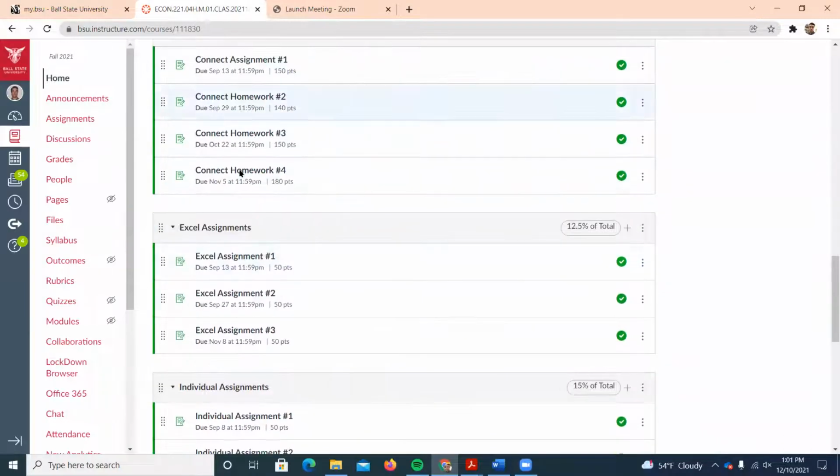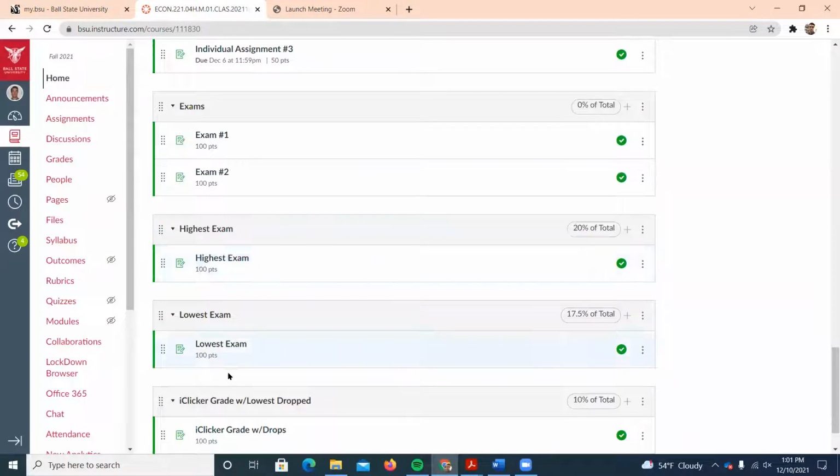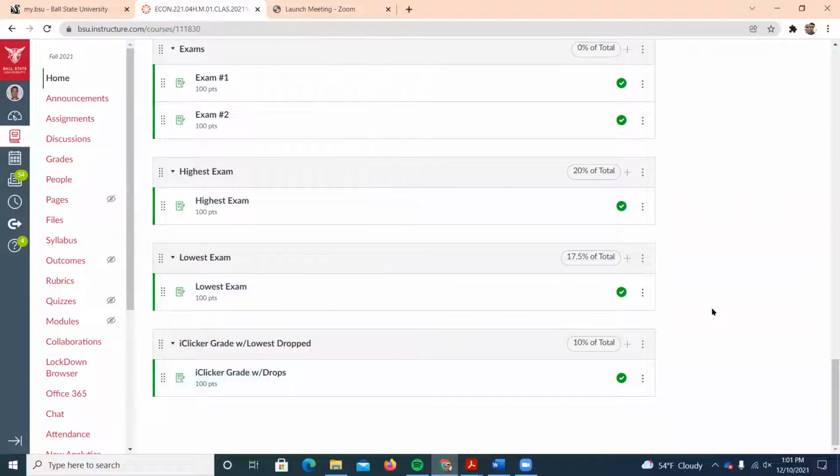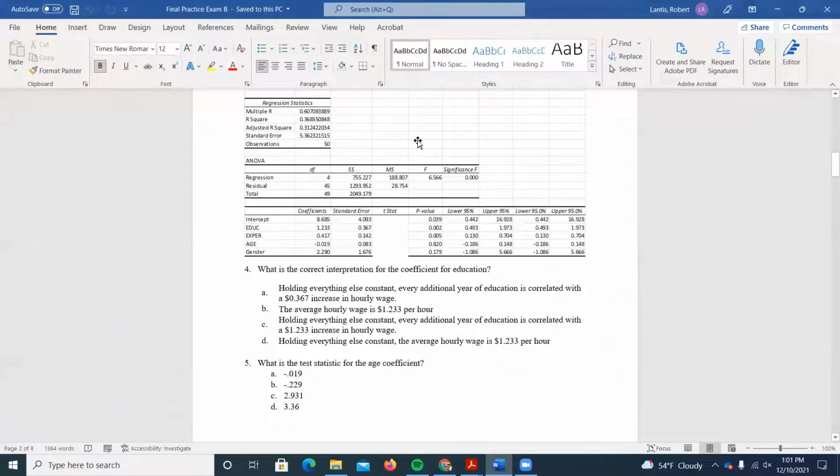Kind of a similar thing for your Connect and individual assignments as I did for iClicker, where I'll be putting up what your grade is with the lowest dropped. So that should pop up there later this afternoon. That'll give you a little bit better idea, kind of filling in that figure out your grade tool, of what you need on the final here.